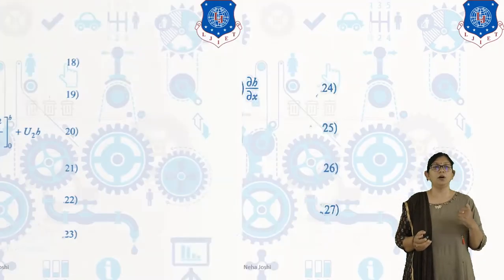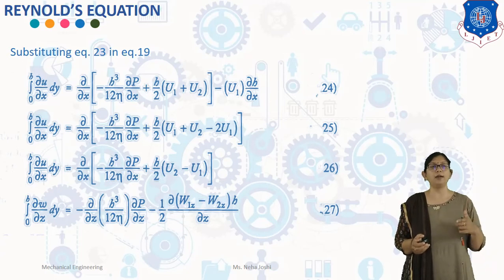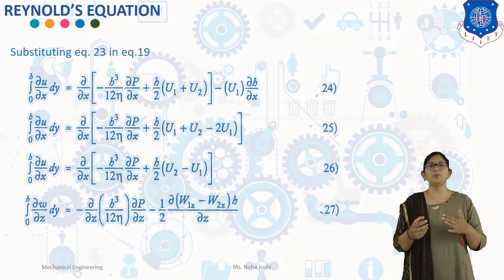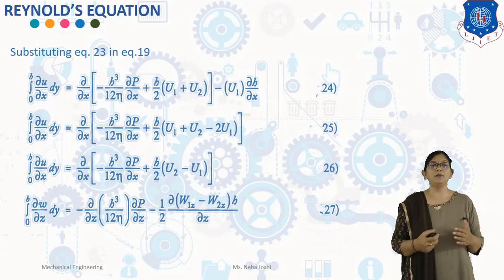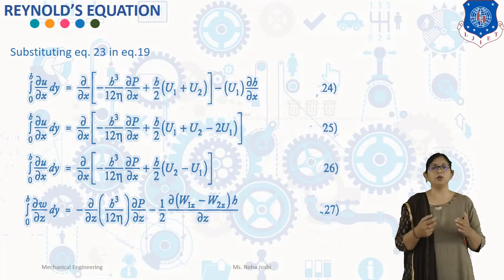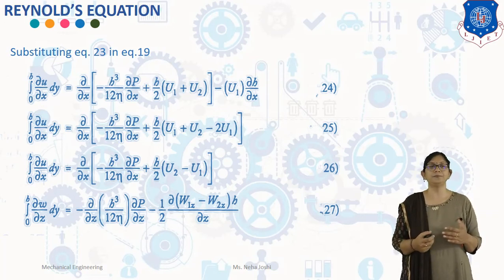Now further, integrating limit 0 to h ∂u/∂x dy is equal to ∂/∂x of [minus h³/12η ∂p/∂x plus h/2 (u1 + u2)] minus u1 ∂h/∂x. So finally we get integrating limit 0 to h ∂w/∂z dy is equal to minus ∂/∂z of [h³/12η ∂p/∂z] plus 1/2 ∂(w1z − w2z)/∂z into h.